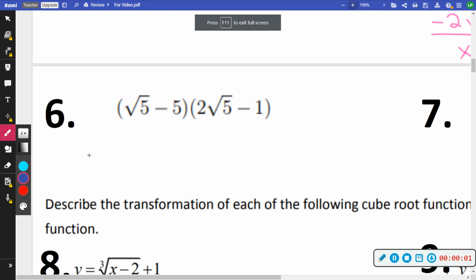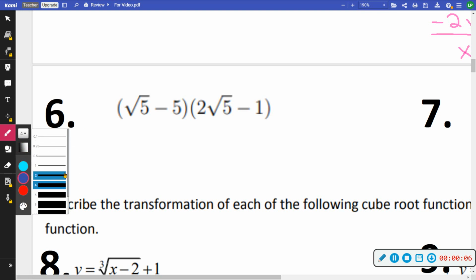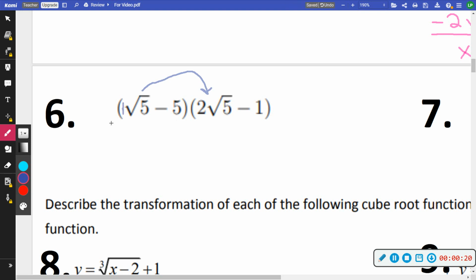Alright, so we are going to multiply these two together. And remember, when you're multiplying a binomial times a binomial, we need to take square root of 5 times 2 square root of 5 first. And remember, you multiply what's on the outside, so I would take 1 times 2, which is 2, and then square root of 5 times square root of 5, that would be square root of 25.